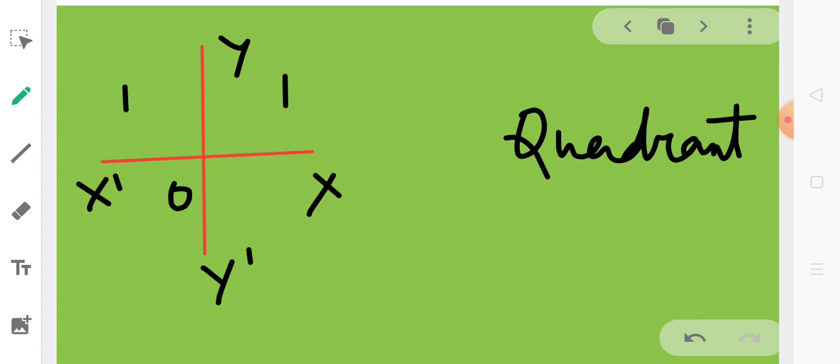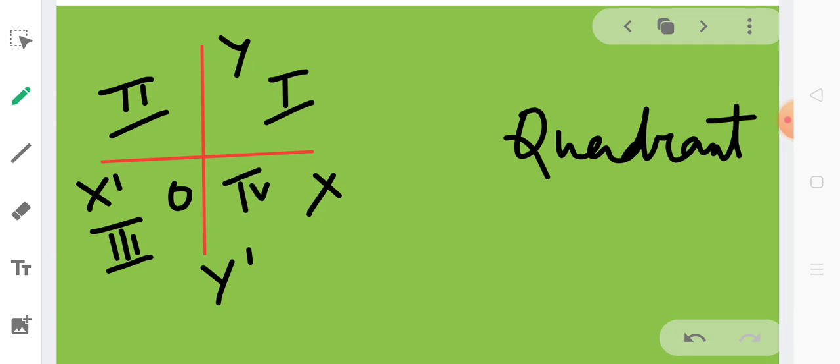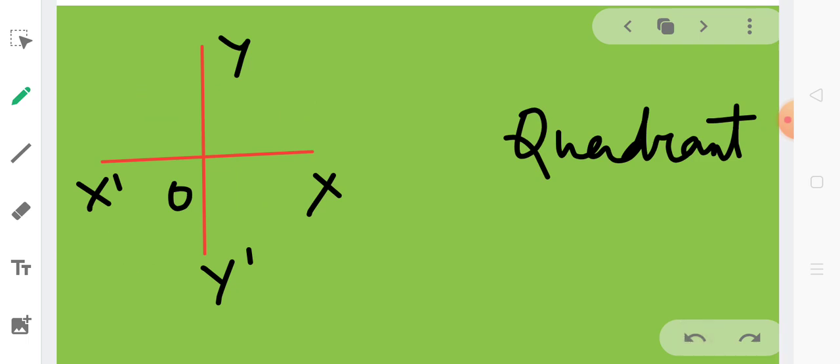YOX dash is the second quadrant, X dash OY dash is the third quadrant, and Y dash OX is the fourth quadrant. So in this manner we can define the 4 quadrants. Now very quickly I will show you how we can find out the angles in these 4 quadrants. I will show you how to find out the angle in the first quadrant, and similarly we can generalize the same for the different quadrants.